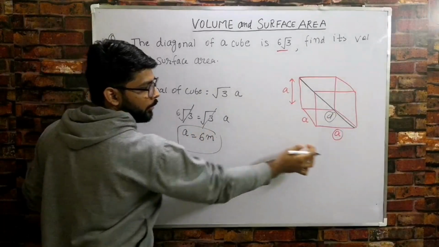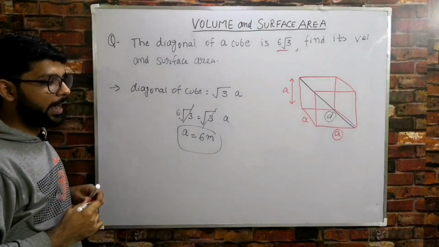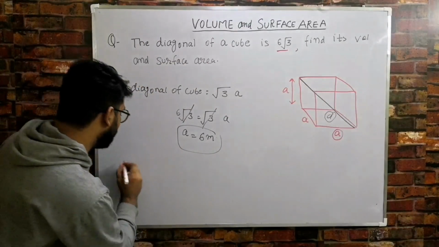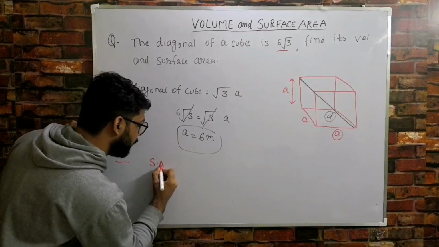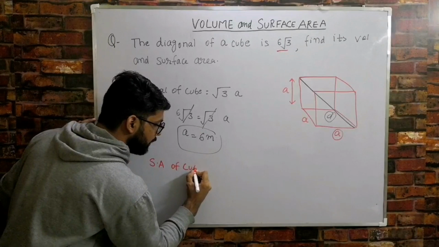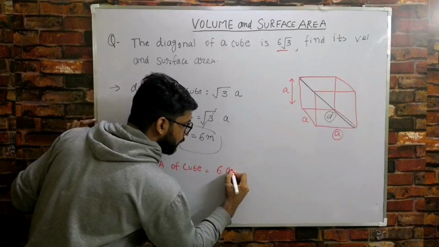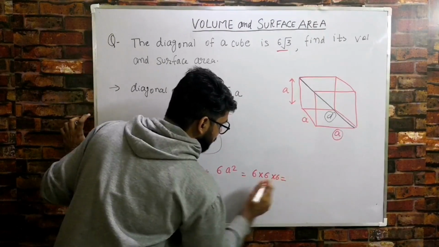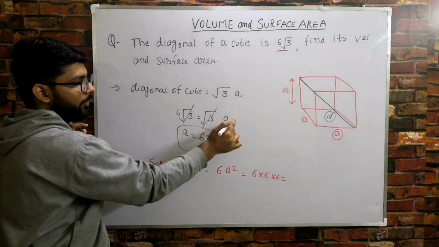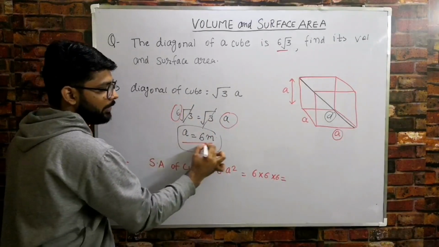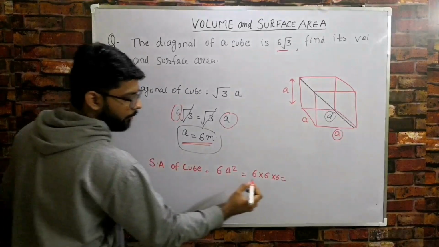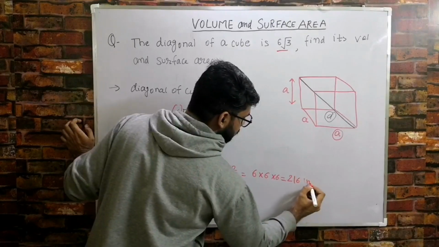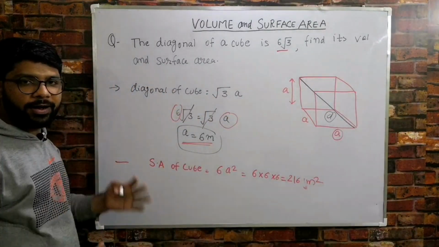तो हमारे पास यहाँ पे क्यूब की एक साइड का आ गया, कि क्यूब का जो height, length और breadth है वो 6 मीटर है. Now we have to find out the surface area and the volume. We know the formula of the surface area. Surface area of cube is equal to 6a square, means 6 multiply by a square. Value of a is equal to 6. So the surface area of cube is equal to 6 into 6 into 6, means 216 meter square.